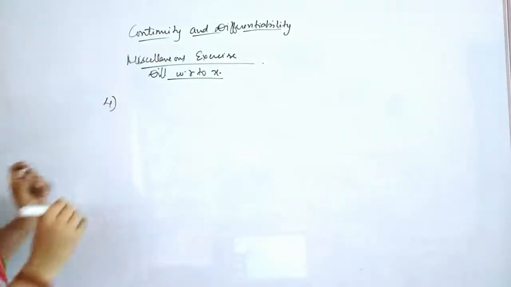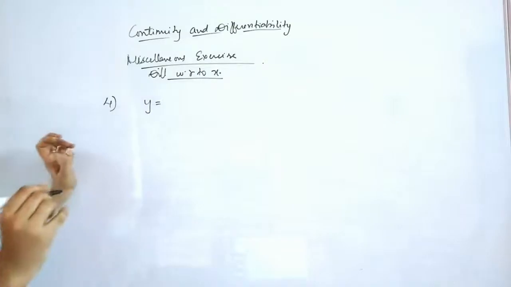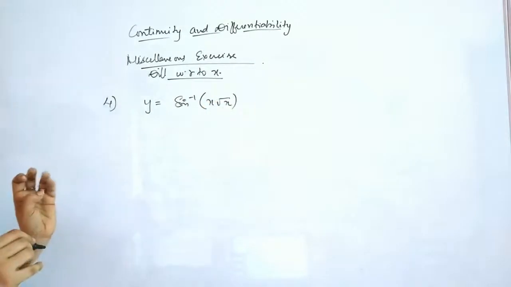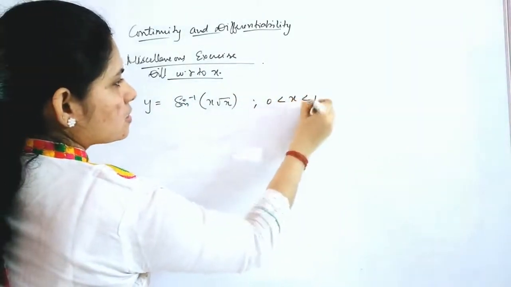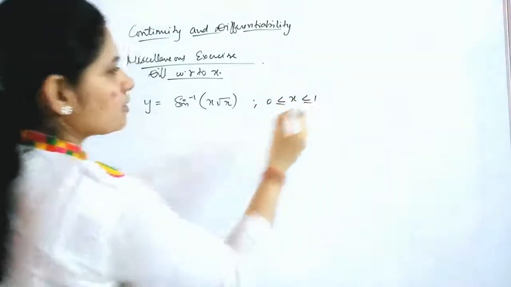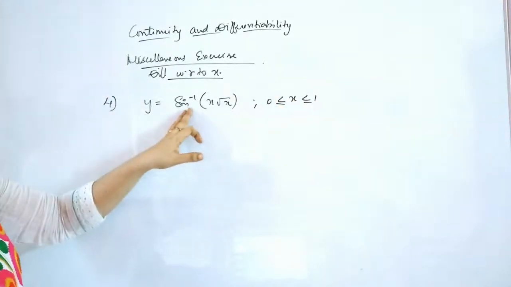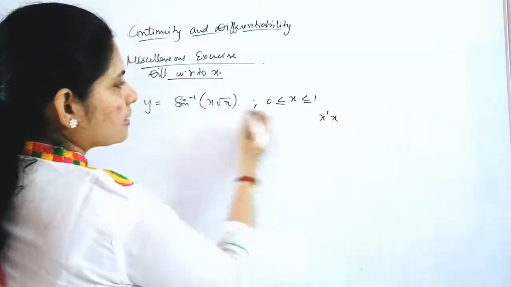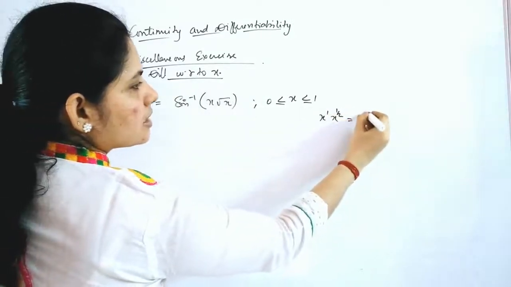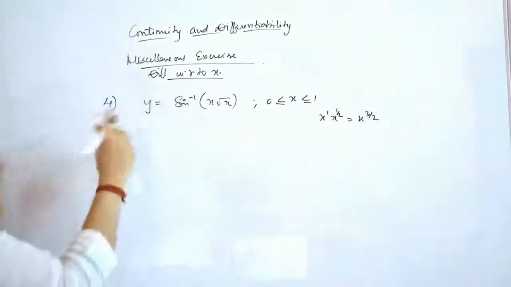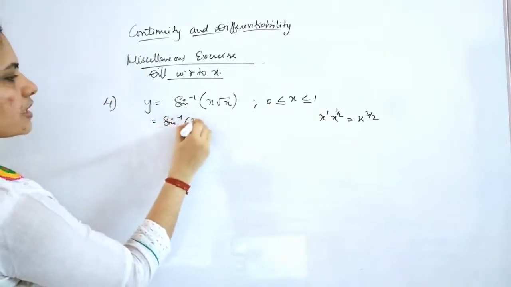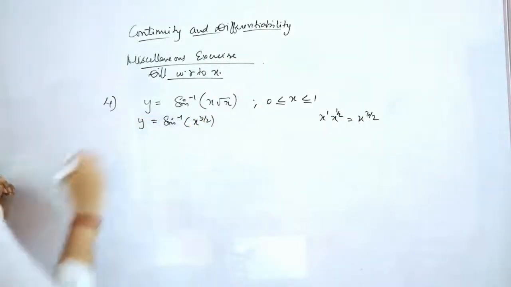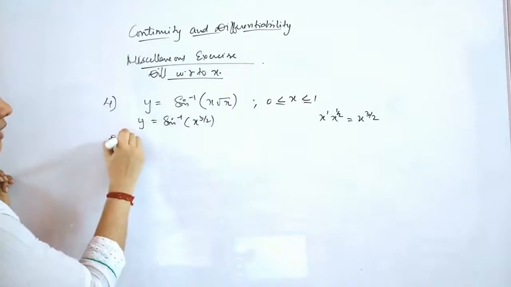Fourth question is y = sine inverse of x into root x, where x is lying between 0 and 1, including the values 0 and 1. Okay, so this is your question. Now in sine inverse, this angle can be made as x into root x. This is x raised to 1 and root x is x raised to 1/2, so it will be x raised to 1 plus 1/2, which is 3/2. So we can rewrite the question as y = sine inverse of x raised to 3/2. Now we can differentiate with respect to x.